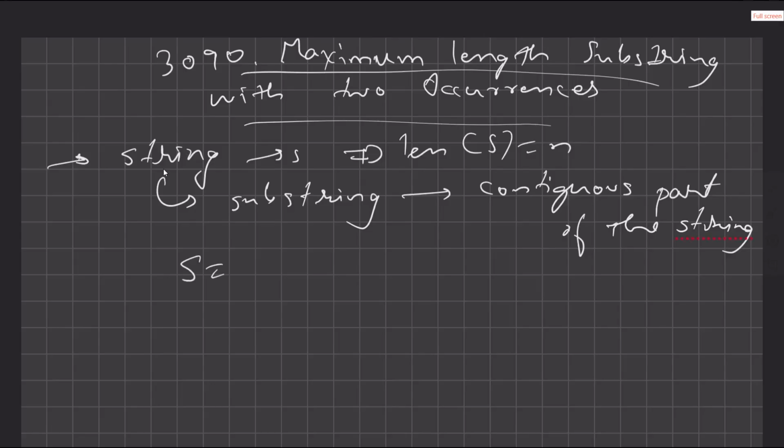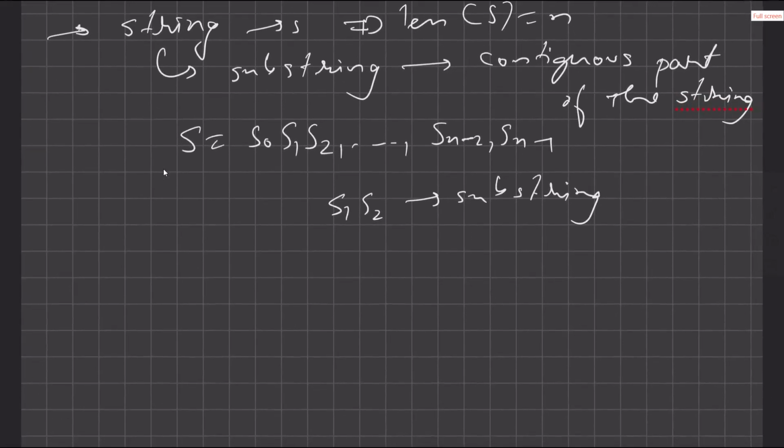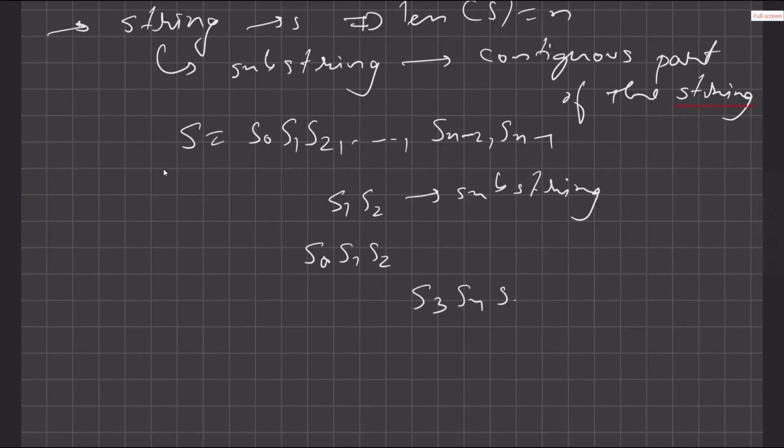So let's say string S is S0, S1, S2, and so on, up to Sn minus 2, Sn minus 1. I'm taking the length of the string as n and 0-based indexing. So you can take S1, S2 as a substring, because they're continuous. You can take S0, S1, S2 as a substring. You can take S3, S4, S5, up to Sn minus 1. But you can't take S0, S2, S3 because S1 is missing here, so it is not a substring. It is basically a subsequence.